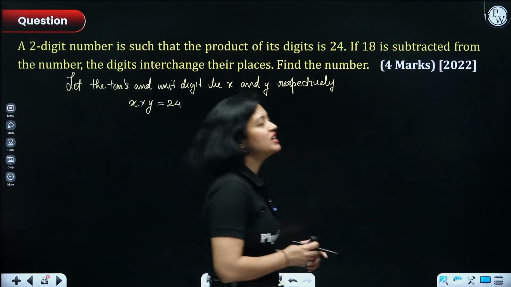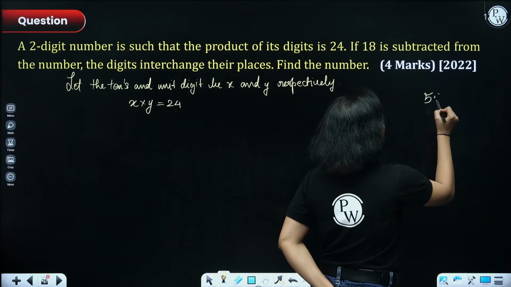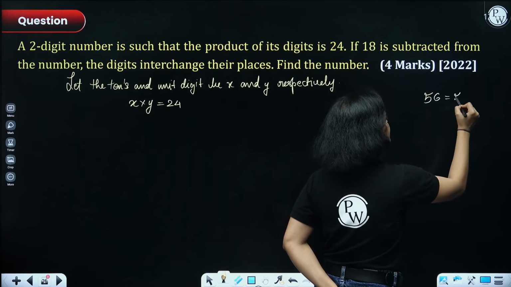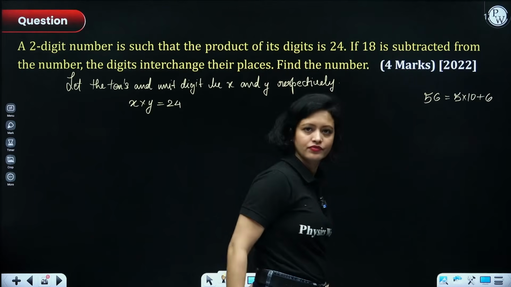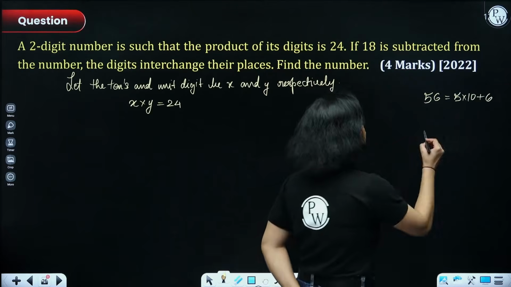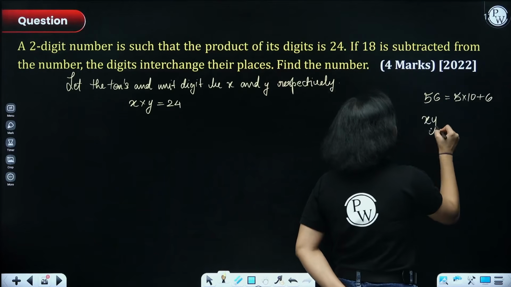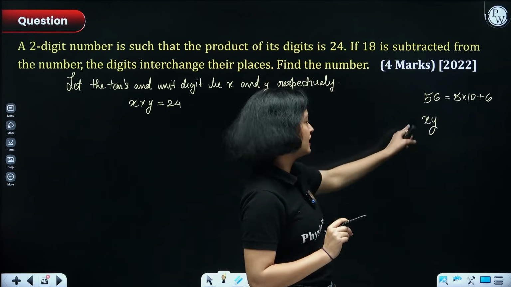If you have a two-digit number, guys, 56. How do you write it? You can write it like this. 10's digit into 10 plus 1's digit. Right or not? Okay. So, similarly, if you have a number in terms of x and y like this, xy.